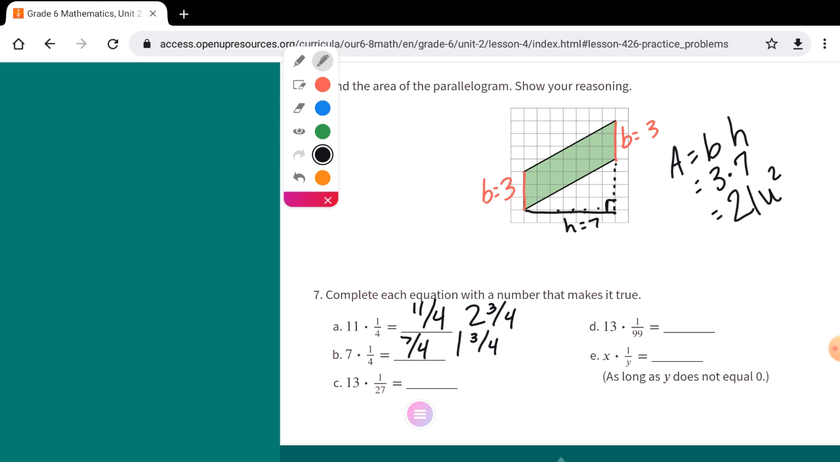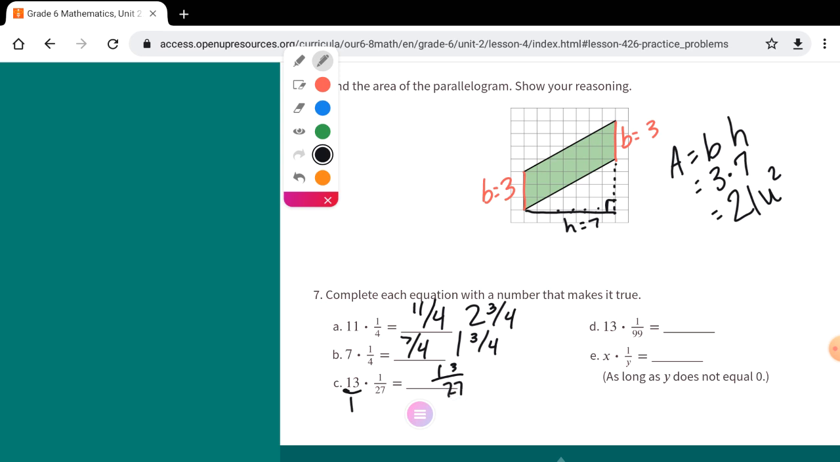13 times 1/27, Ethan. What did you get for C? Nope, because it's a fraction, so it'd be over 1. So what's 13 times 1, Ethan? You made it harder. 13. 13, what's 1 times 27? 27. So that was just 13 27ths.